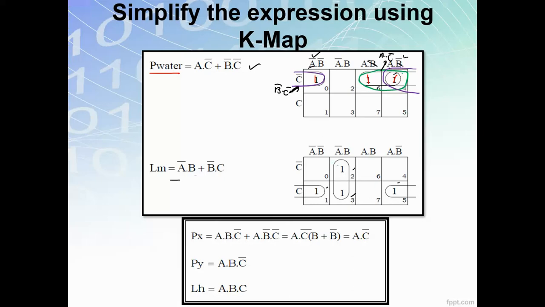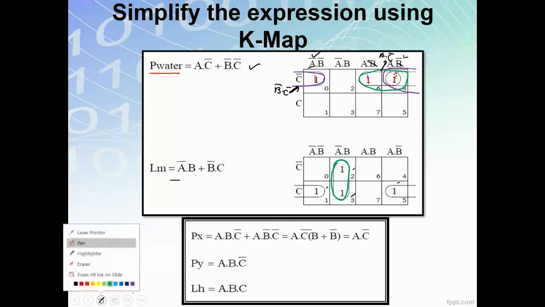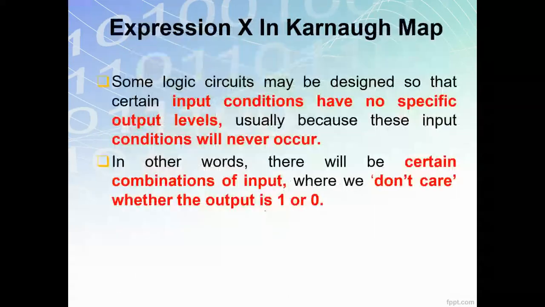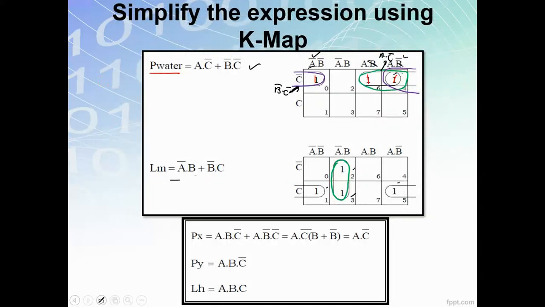For this one we can't do anything, we have to take this as one loop. And then we have another one, this side of the loop, both sides.